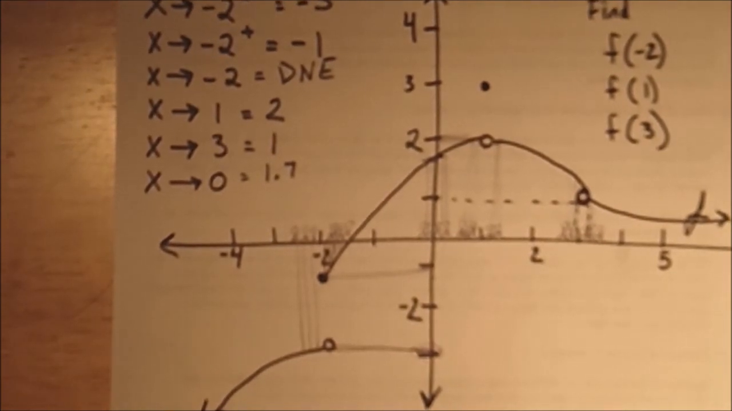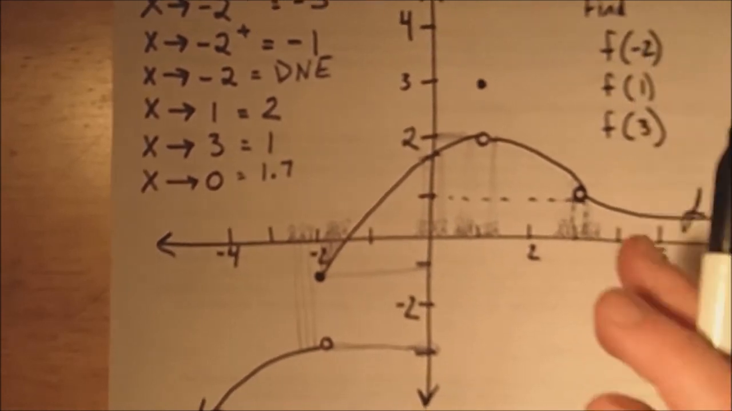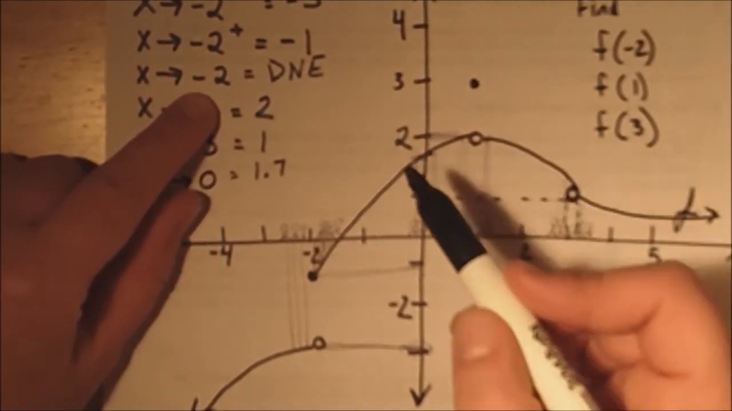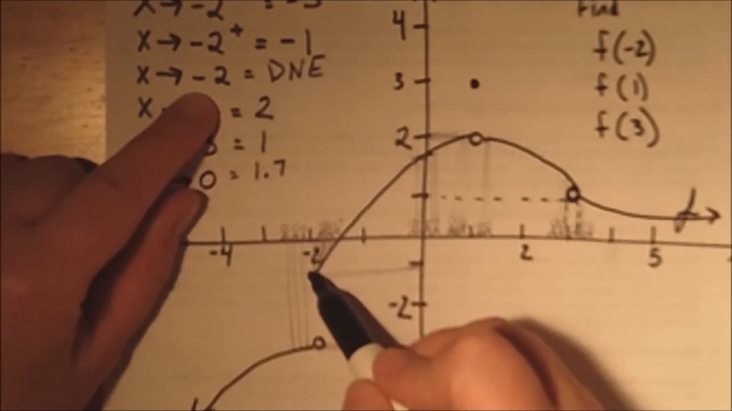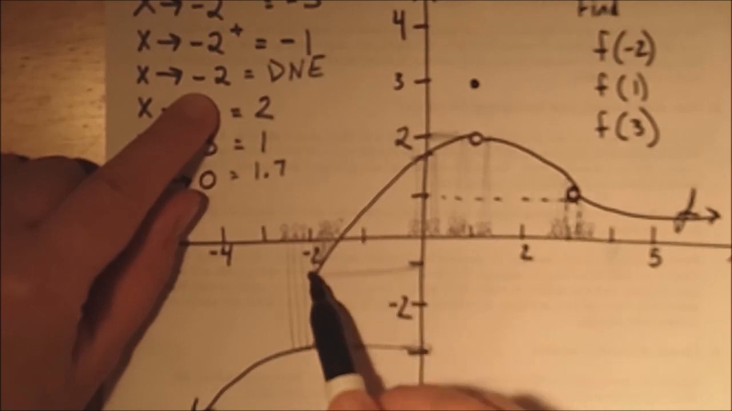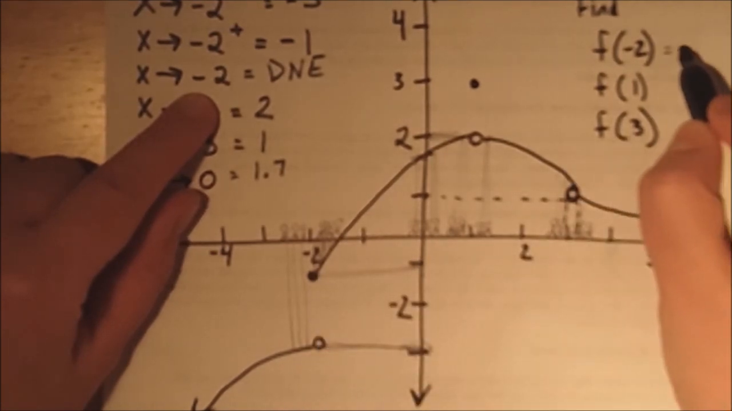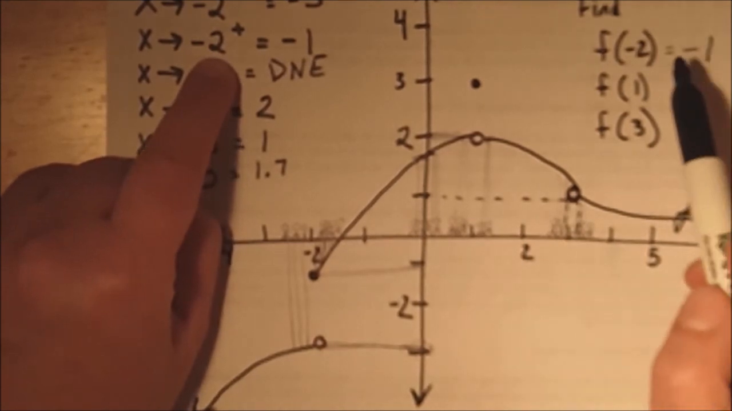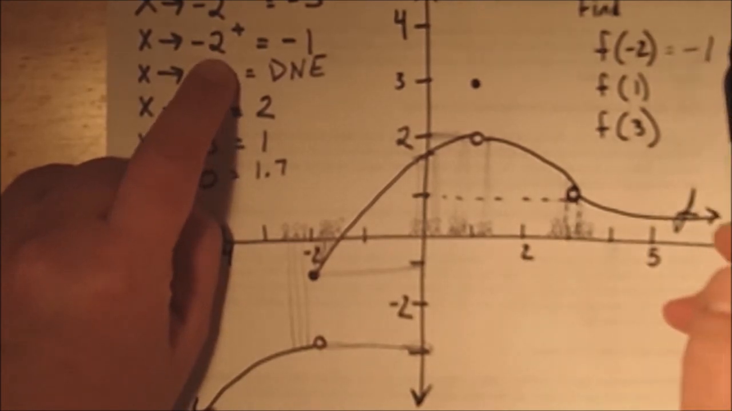So speaking of functional values, I've also asked you to find f of -2. The limit as x approaches -2 does not exist, but the functional value, that would be the closed circle. So the functional value would be the value of -1. So the limit from the right equals the functional value.